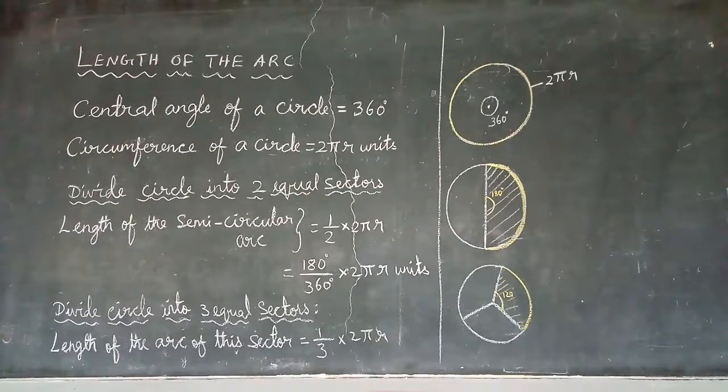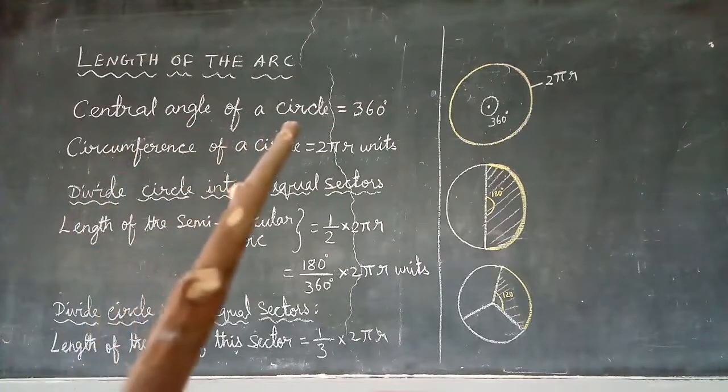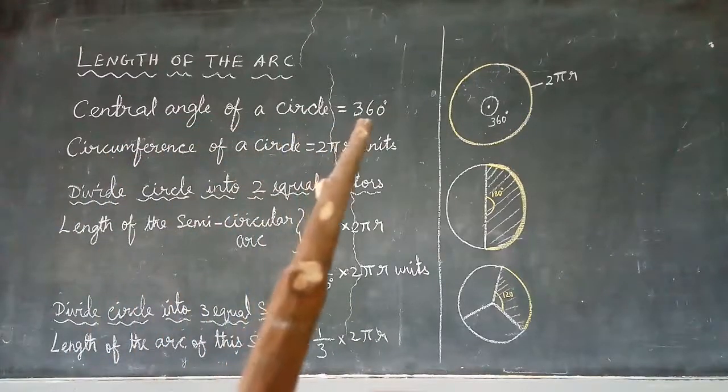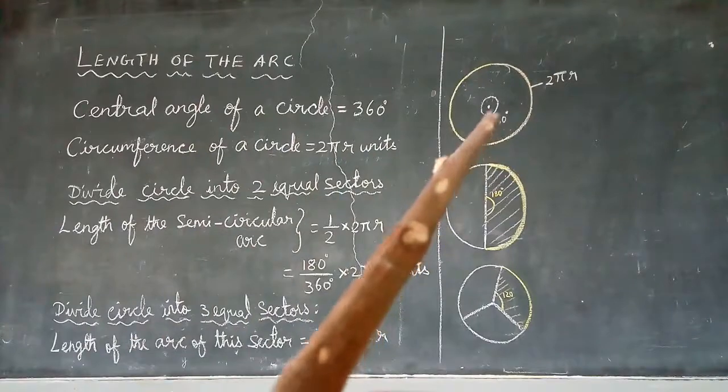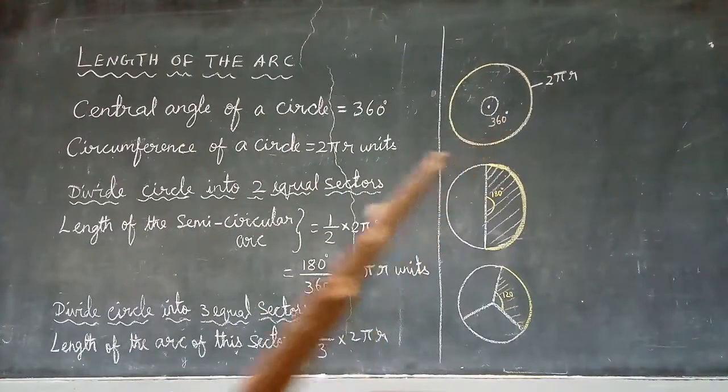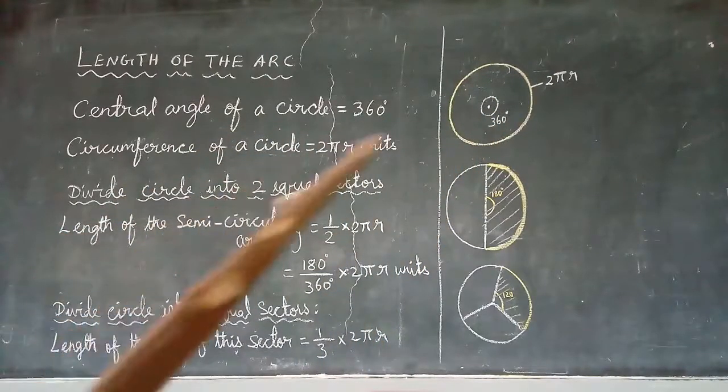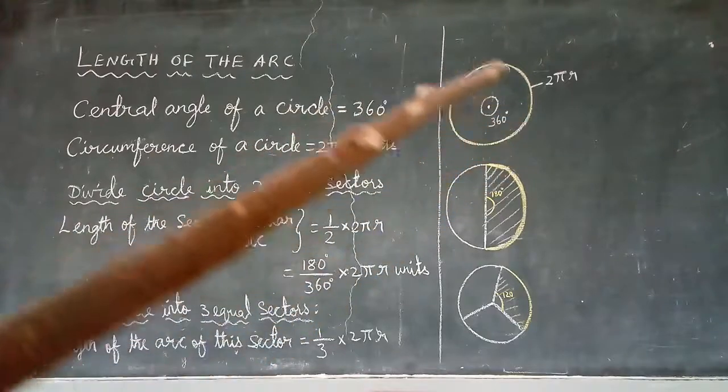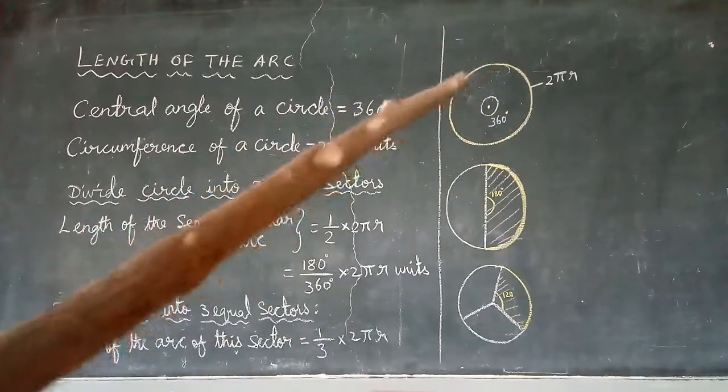In this video we will learn how to find the length of the arc of a given sector. So let's see the formula derivation. The central angle of a circle, we know that it is 360 degrees. Circumference of a circle, the outer boundary, the perimeter of the circle, is what we call the circumference.